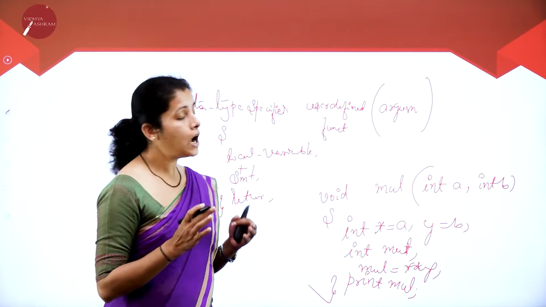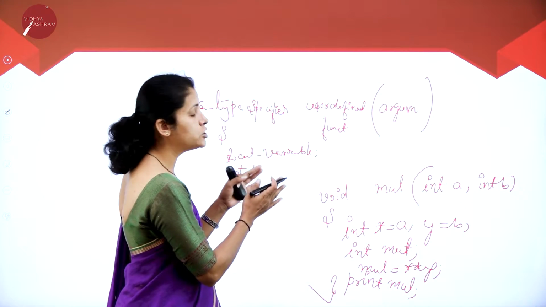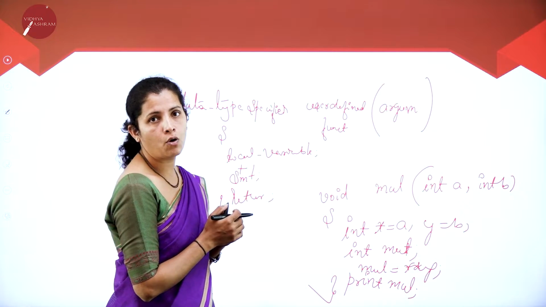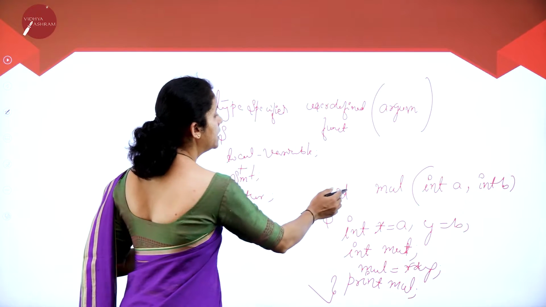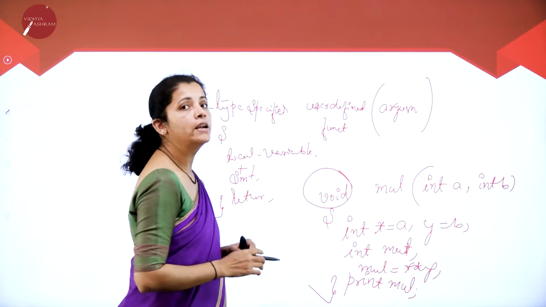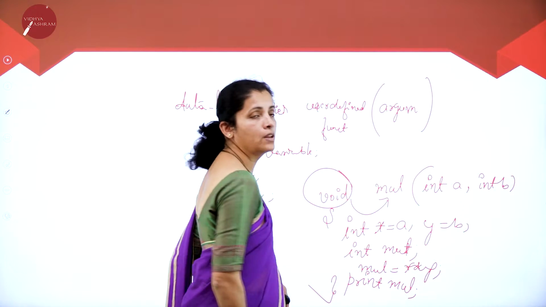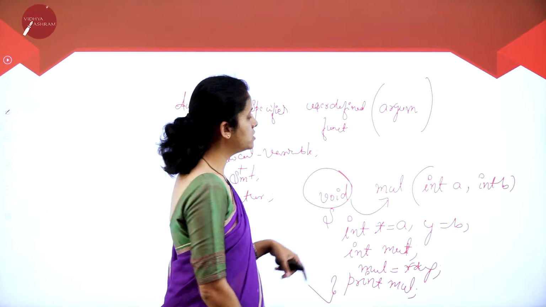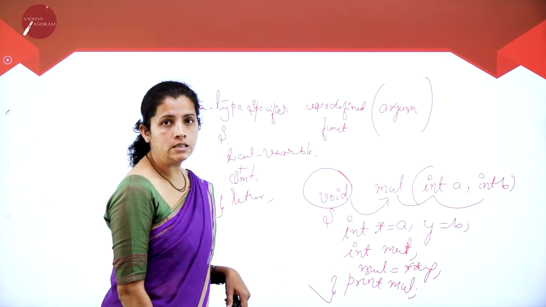Now tell me how the compiler is going to identify which function belongs to which function call. Here the compiler is going to check the return type first, and if it is matched, then it's going to check the function name. And if that is also matched, then it's going to check the parameter list.